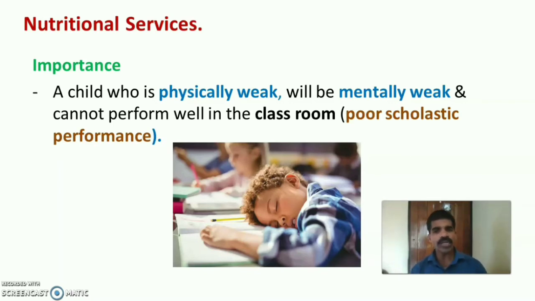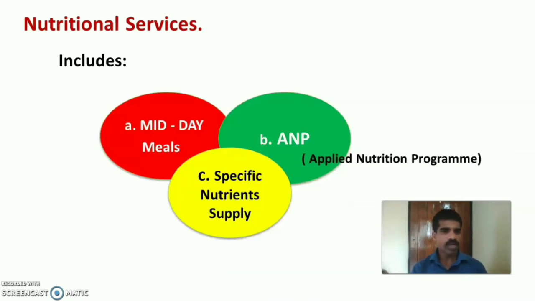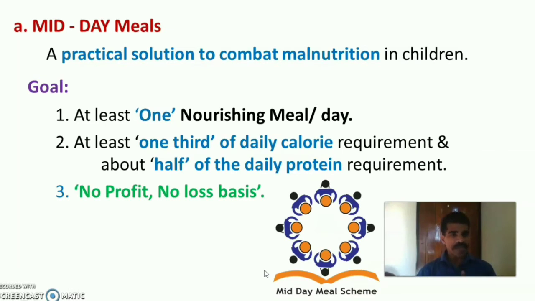That may lead to poor scholastic performance. The nutritional services include midday meals, the applied nutrition program, and supplementation of specific nutrients. First is the midday meals. Midday meals are the practical solution to combat malnutrition in children. The goal of the midday meal is at least one nourishing meal per day to the children.